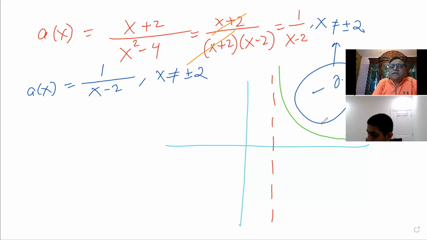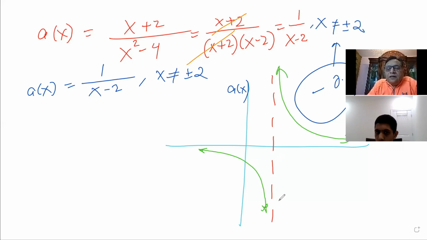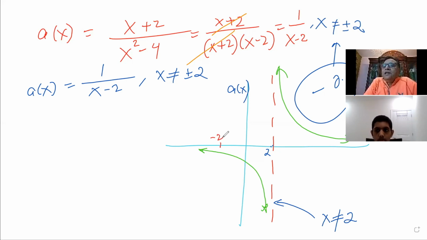We have learned about sketching these graphs in the last class. We'll continue exploring more, right? So we have this graph, and clearly that is our graph for a of x. Well, wait a minute. This line does tell us that x is not equal to 2, which is here, right? However, the second restriction, which is x is not equal to minus 2, what happens at this point? How will you incorporate that in your graph?